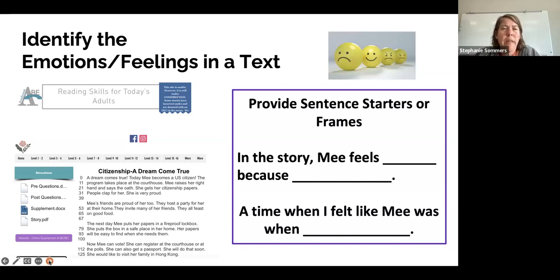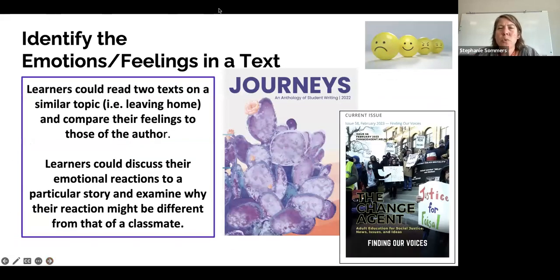Okay. And then some other source material, if you wanted to do an activity like this, would be Journeys. Of course, the book that comes out every spring, which is our own anthology of adult student writing from here in Minnesota. The Change Agent is an online magazine that comes out, I think, twice a year. The Change Agent is national. It's published by World Education. It does cost. There's a very small subscription fee to use the Change Agent.